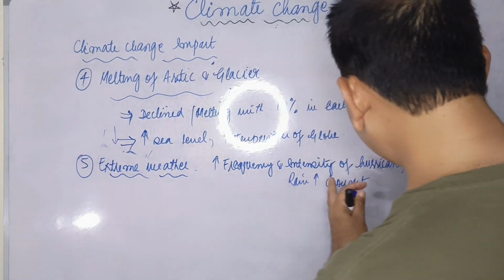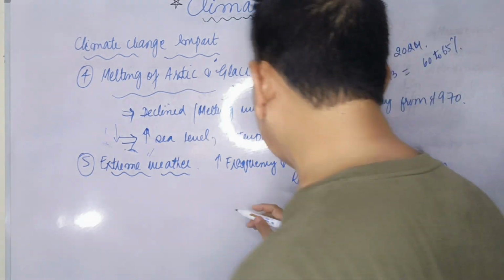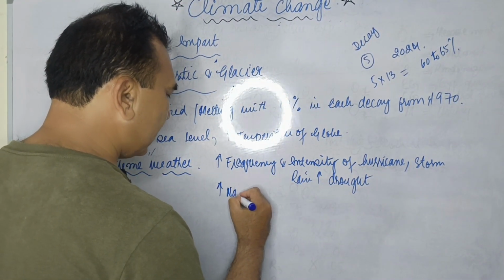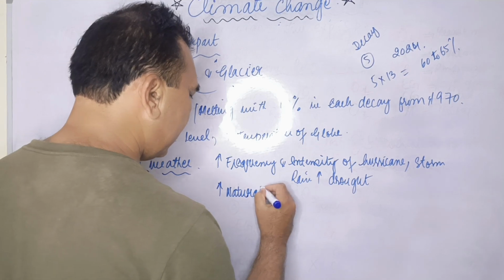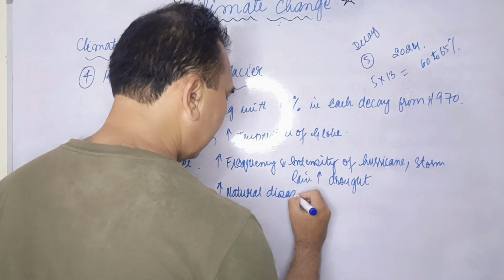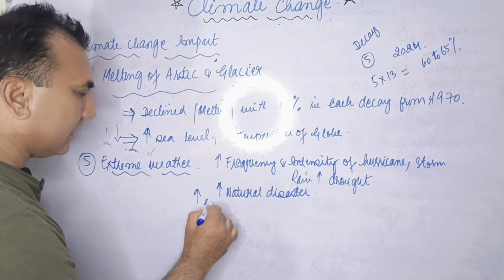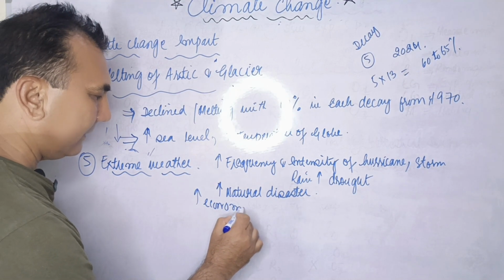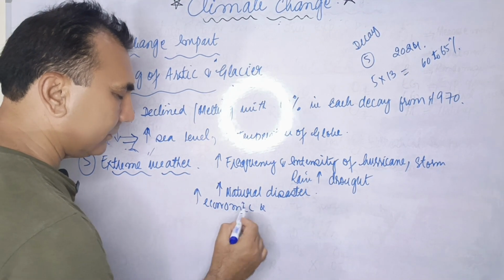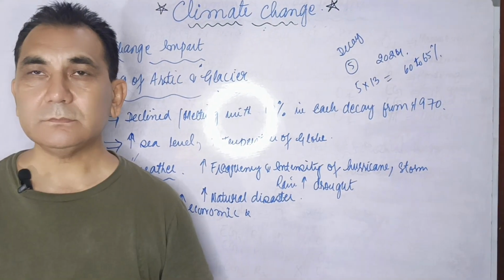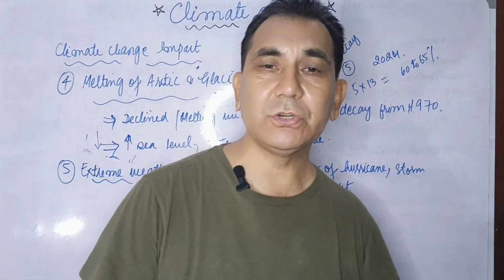So due to these hurricanes, storms, and rain, natural disasters naturally increase, and these natural disasters will impact the economy and human health. So this is all about climate change.